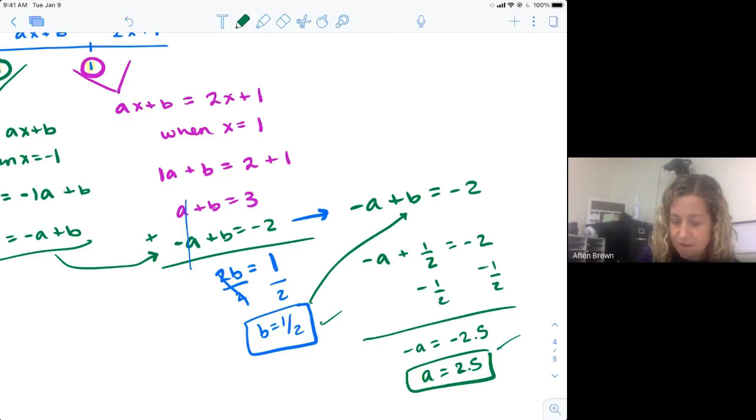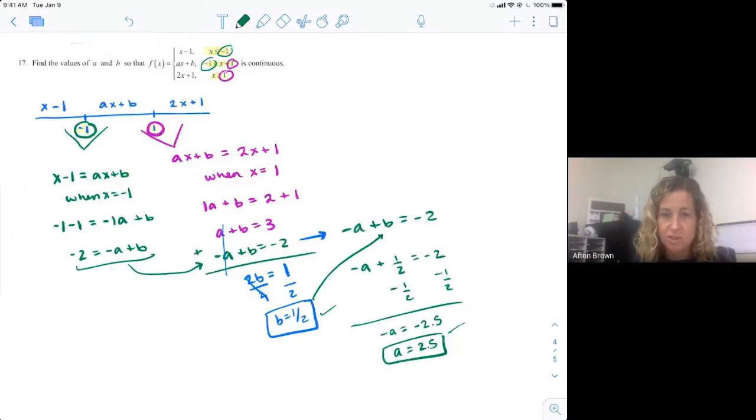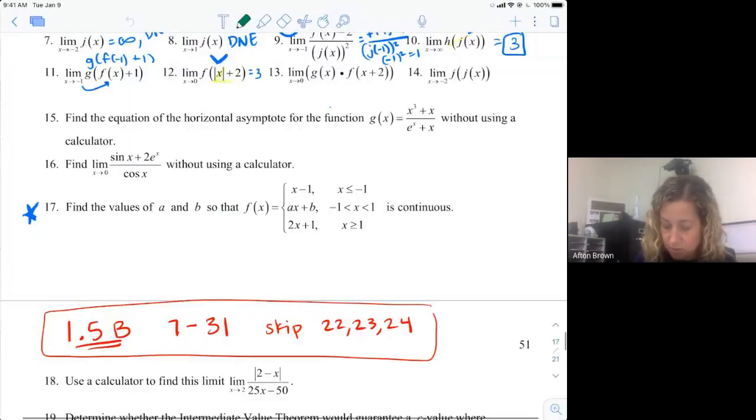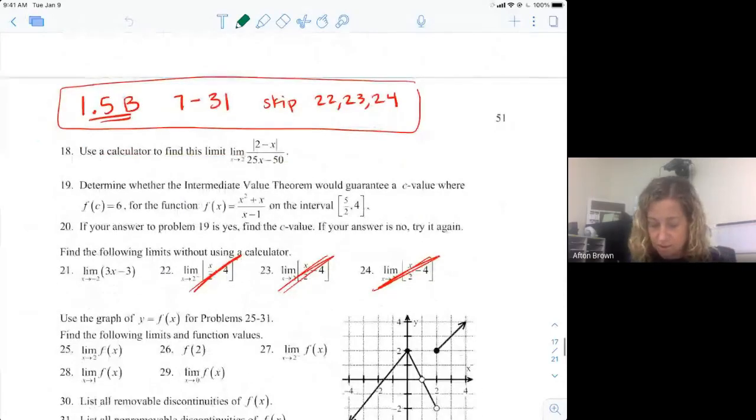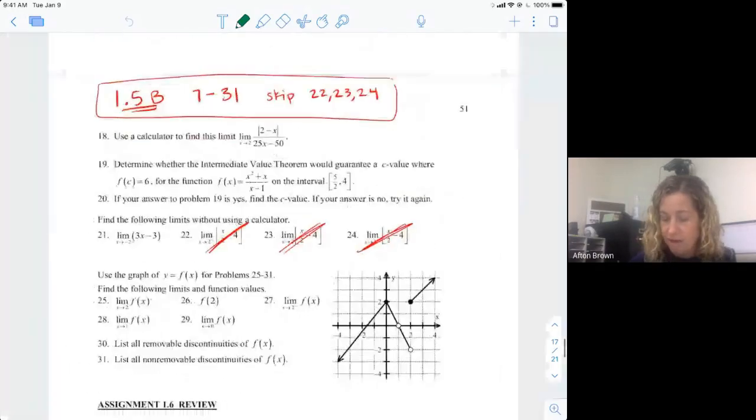I believe you're going to see this question again on tomorrow's assignment, or this process again, so you'll get a chance to practice it again. But if you have 3 pieces, you have to come up with 2 equations and go from there. I believe the rest of this should go okay. 18 says use a calculator. There's an intermediate value.